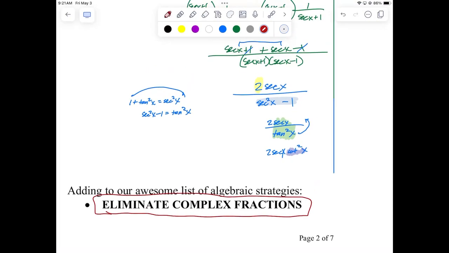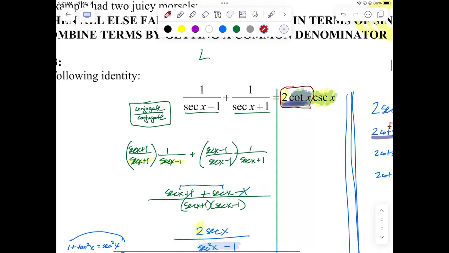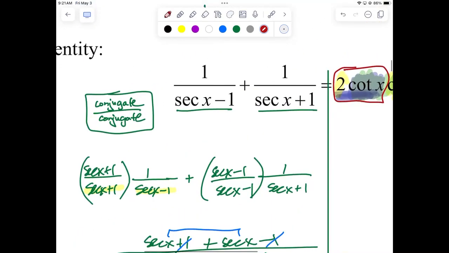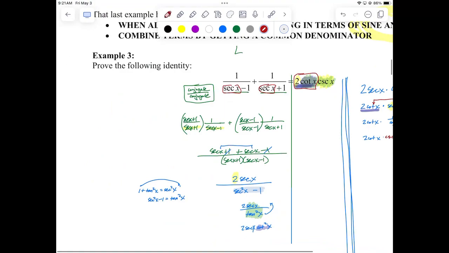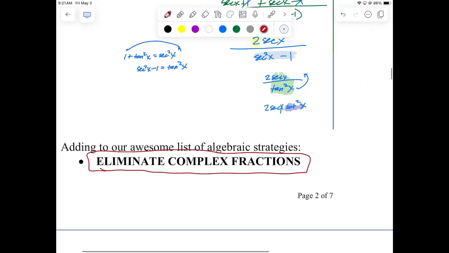We actually did it a little bit differently than I'm used to doing it. Some people in the past wanted to put secant right away in terms of cosine, and that would be 1 over cosine, and then you can get rid of the complex fraction. So I'm going to add that to our list right here.